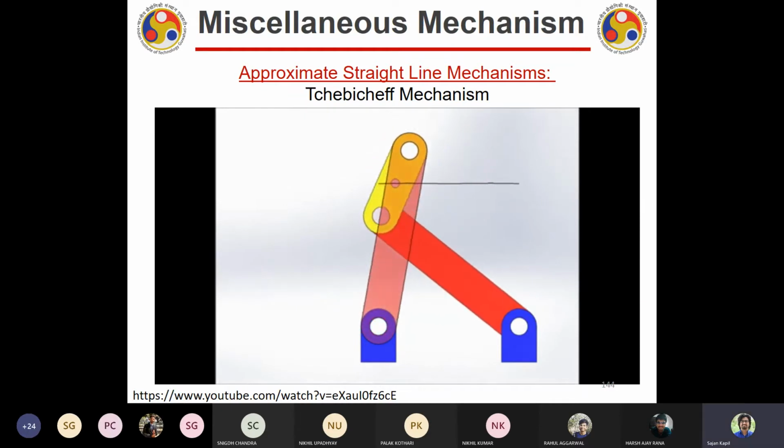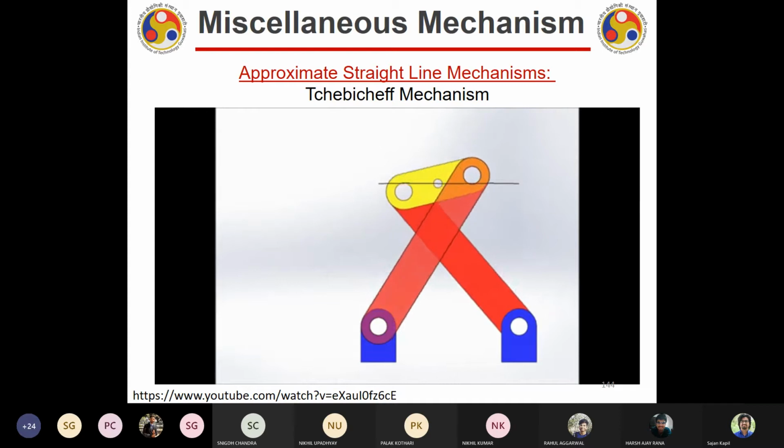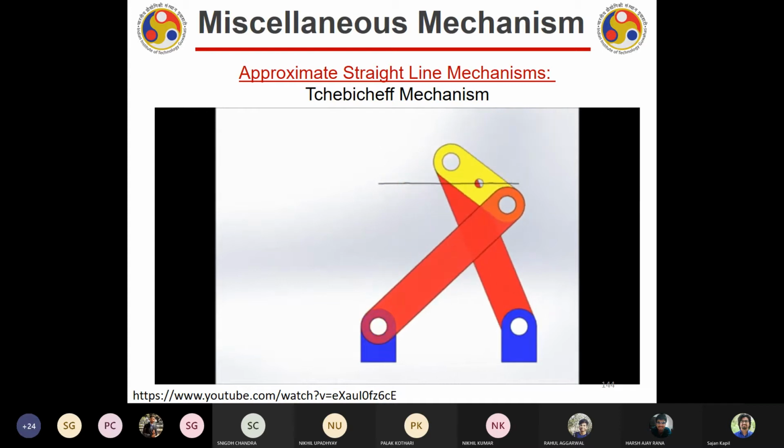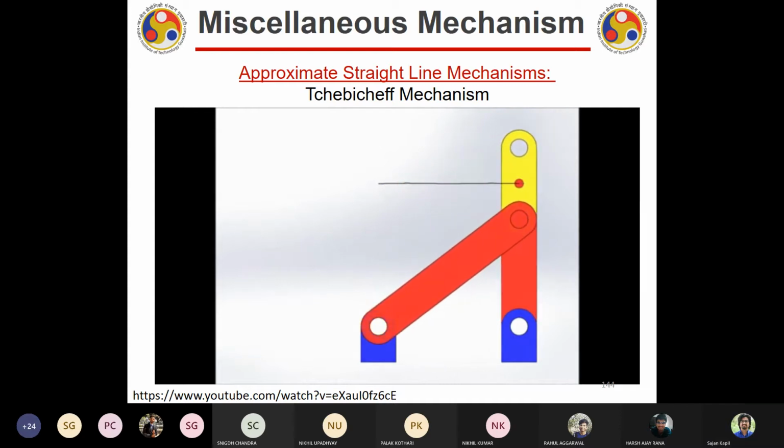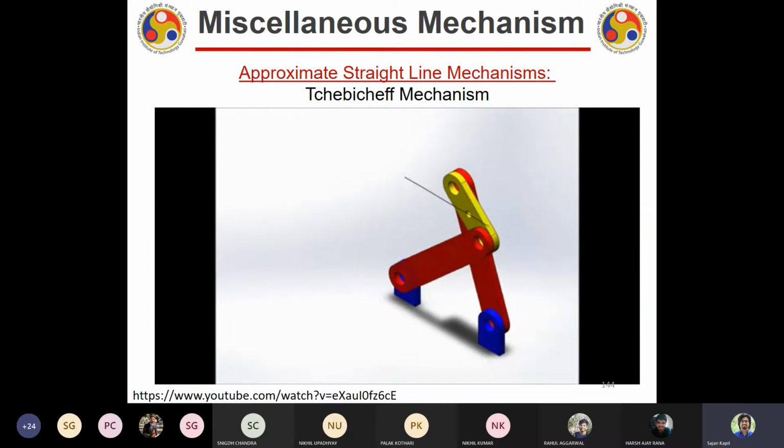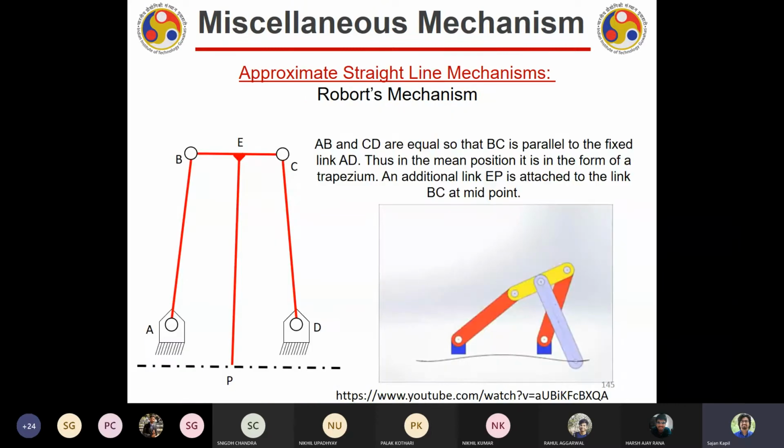Isn't it moving in an approximate straight line? Fine. So that means this mechanism has been proved. Now next is Robert's mechanism.